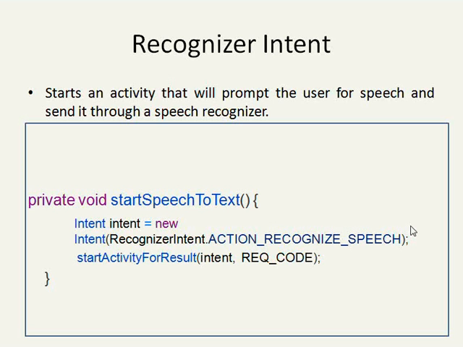So here what this start speech to text method will do, it will throw the intent to that particular activity with the request code. Alright, so it will start an activity that will prompt the user for speech and send it to the speech recognizer. So when this intent is called, your Android system will show you one dialog.